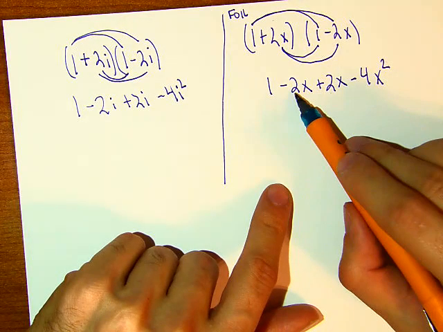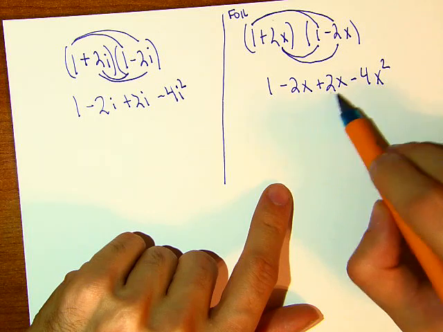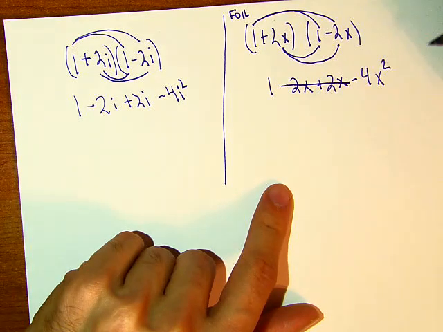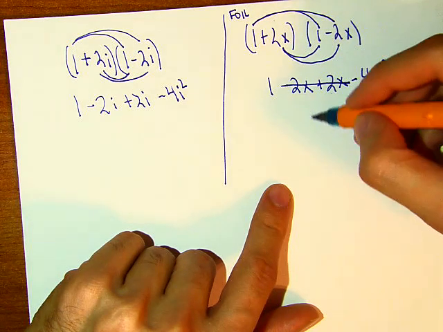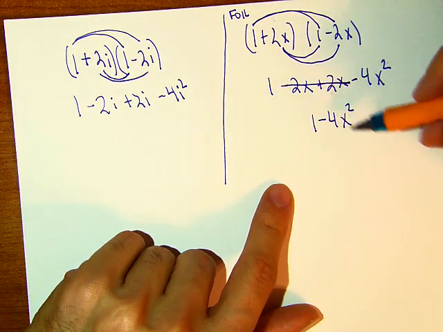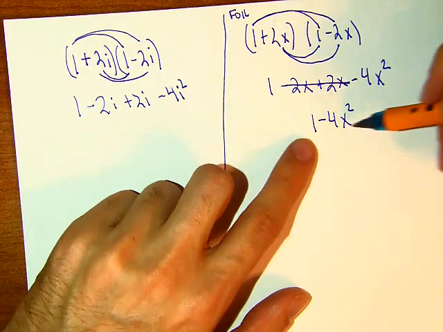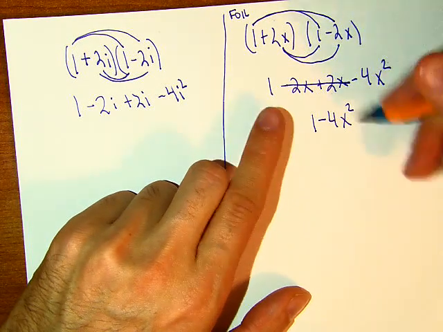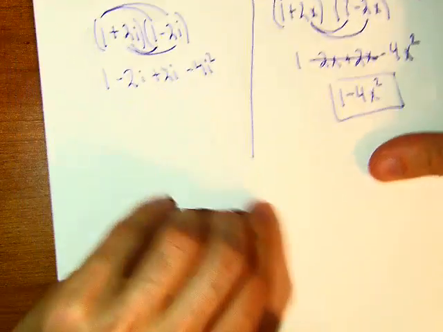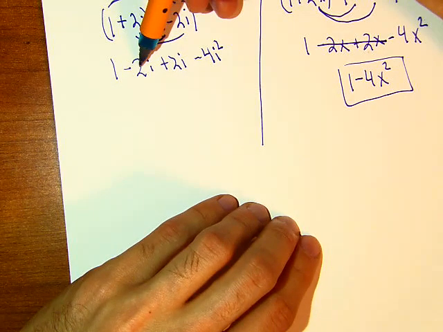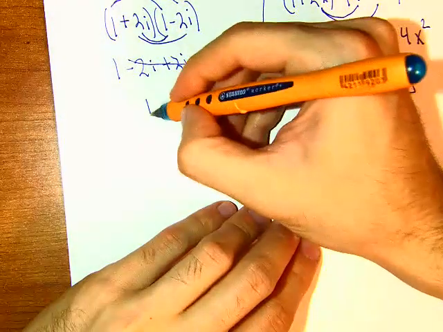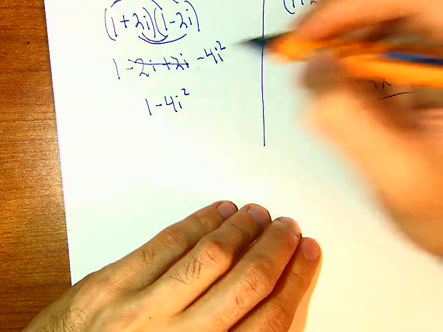So here, we can cancel these two, right? Minus 2x plus 2x, that just cancels. That's 0. And then what are you left with? 1 minus 4x squared. And once you see this, there's nothing more to simplify or factor. It is what it is. That's it. And the same thing will kind of happen here. But look at this. Minus 2i plus 2i cancels, and then what do you have? You have 1 minus 4i squared.